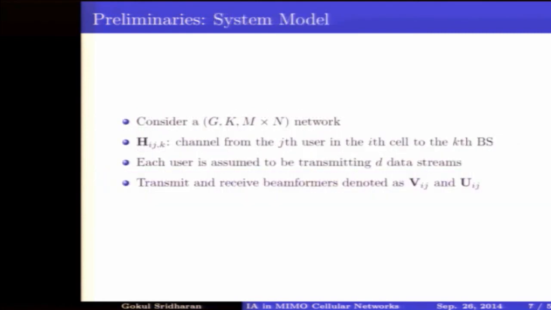So the system model, H_ijk is the channel from the jth user in cell i to the kth base station. Each user is assumed to be transmitting d data streams, and the transmit and receive beamformers are denoted using V and U. So V is the transmit beamformer, U is the receive beamformer.